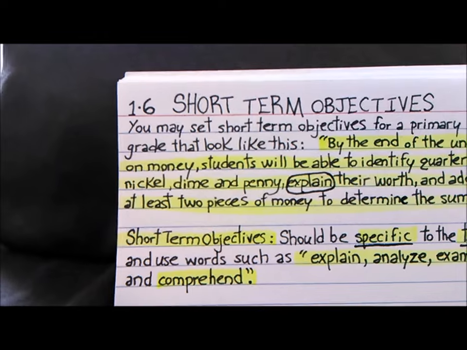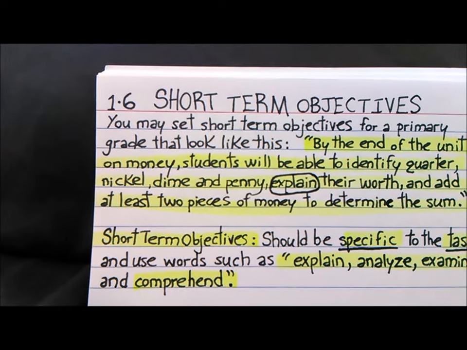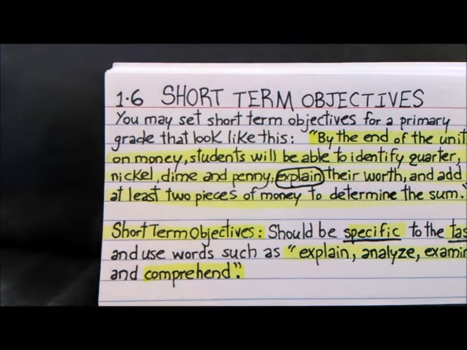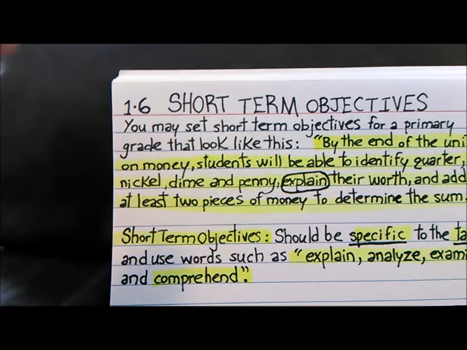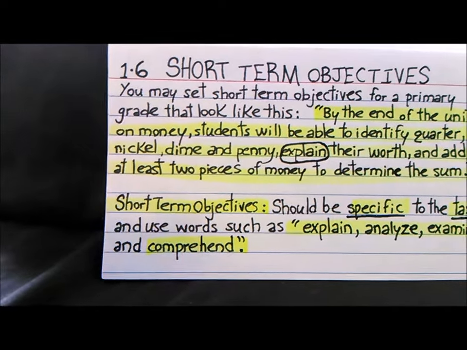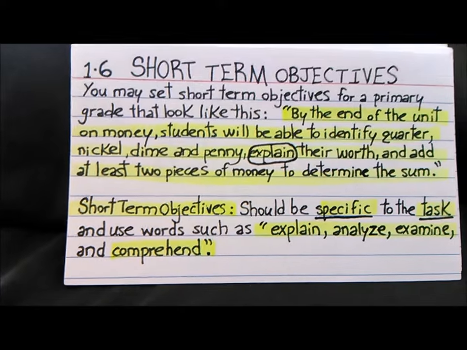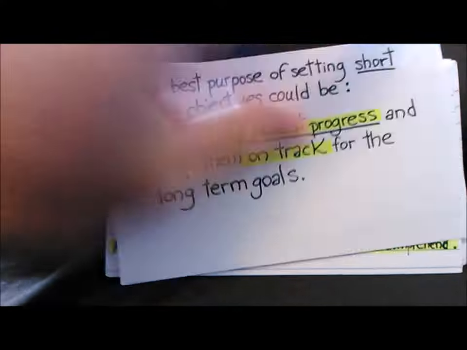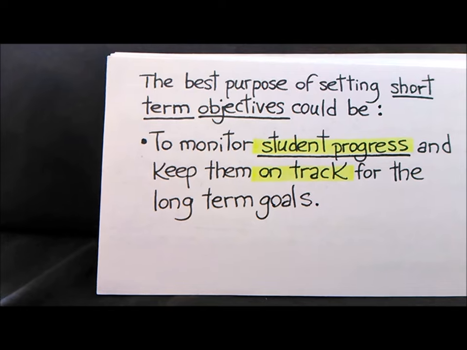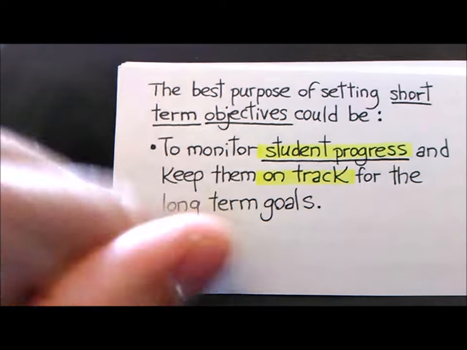Short-term objectives. You may set short-term objectives for a primary grade that looks like this. By the end of the unit on money, students will be able to identify quarter, nickel, dime, and penny, explain their worth, and add at least two pieces of money to determine the sum. Short-term objectives should be specific to the task and use words such as explain, analyze, examine, and comprehend. The best purpose of setting short-term objectives could be to monitor students' progress and keep them on track for the long-term goals.